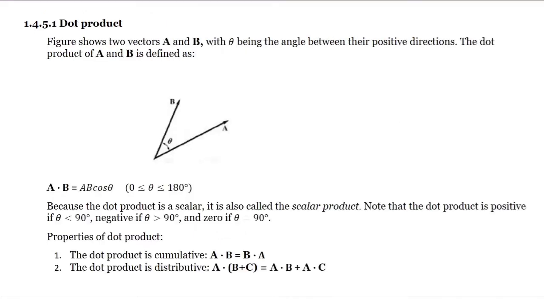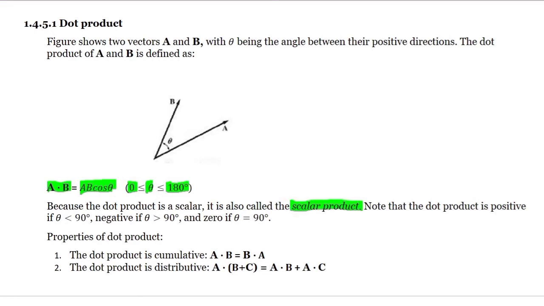What about the dot product? In the figure, it shows the vectors A and B, wherein theta is the angle between their positive directions. The dot product of A and B is defined as A dot B, wherein theta must be between 0 and 180 degrees. Because the dot product is a scalar, it is also called a scalar product.